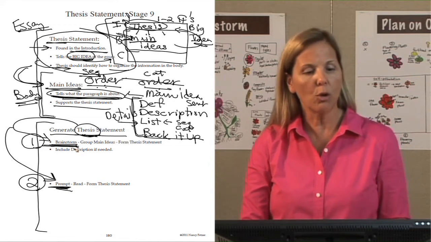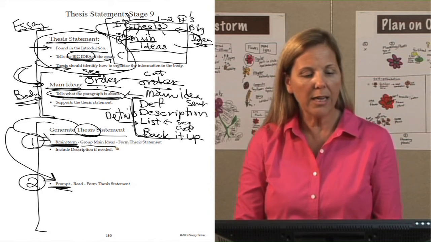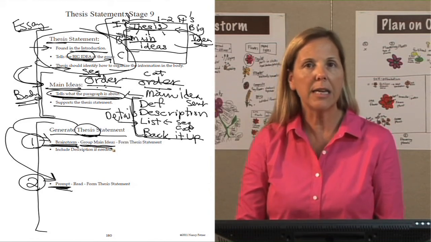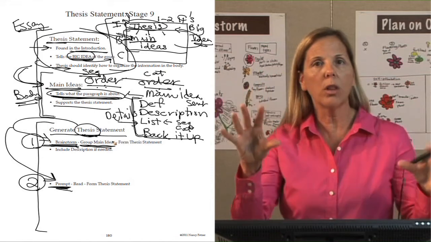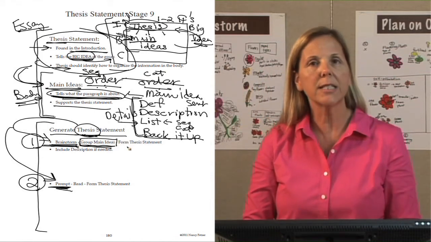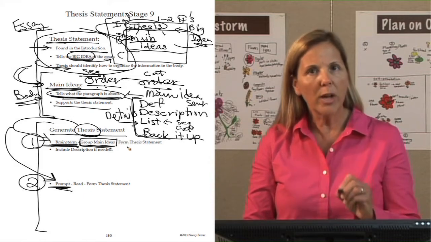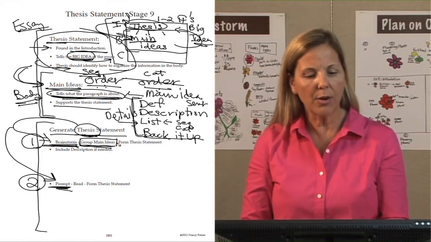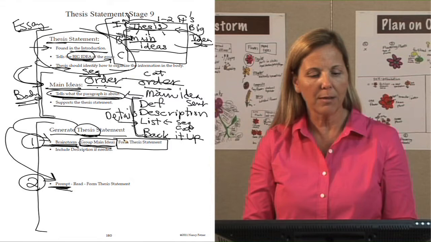That means we have to go to our brainstorm and find main ideas. So as we look at all of the information we put on our brainstorm, we have to group main ideas that go together. And once we've grouped main ideas that go together, then we form the thesis statement.